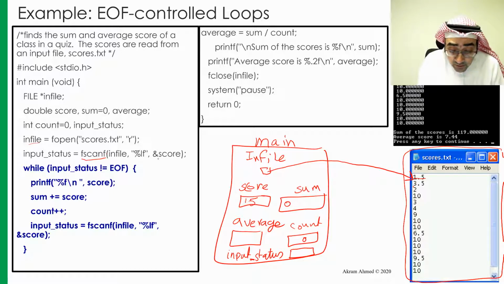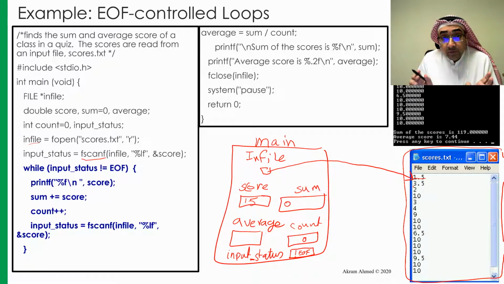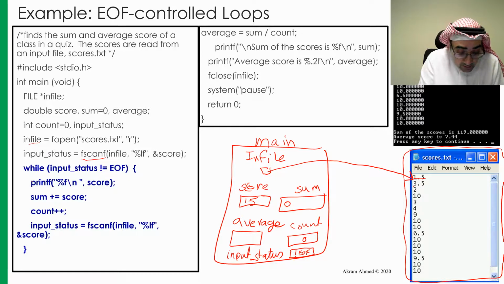Okay, so it's going to put it into the score, and it's going to return in the input status not end of file, because I did not reach the end of file. The fscanf function returns whether you have reached the end of file or not. If you did not, it returns not end of file, and we assign it to input status. Then we come to the while: input status is not equal to end of file, so I am going to execute this statement.